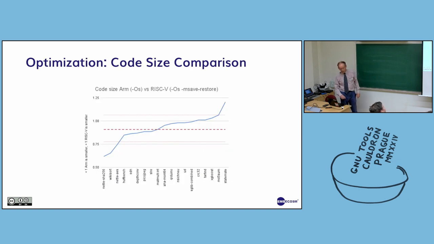And then here's another one. This is a code size comparison for ARM against RISC-V. What I've done is I've looked at the relative code size of each of the benchmarks, and then I've ordered them by how big it is. So on the left, we have the ones where ARM is way smaller than RISC-V, and on the right, the ones where RISC-V is way smaller than ARM.